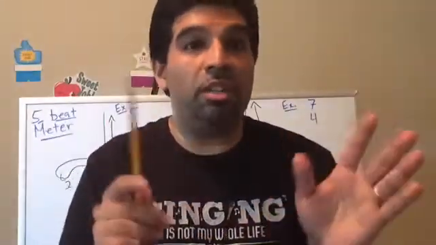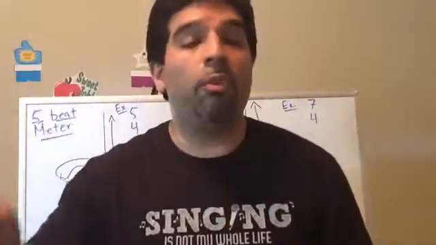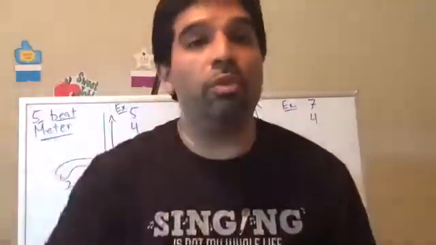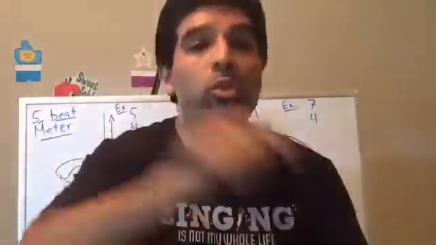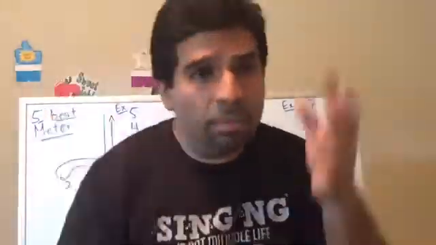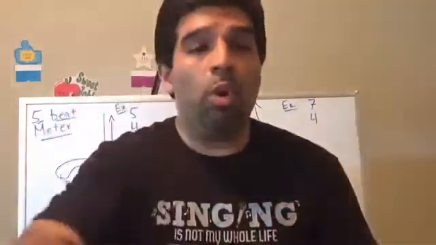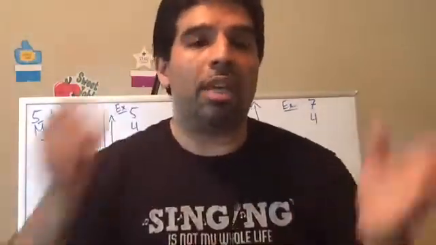Here's the 5-beat meter, okay? We go 1, 2, 3, 4, 5. 1, 2, 3, 4, 5. See, off. And see, we want to be able to go that fast, okay? Same thing with the 7-beat meter. 1, 2, 3, 4. Sorry, I messed that up.